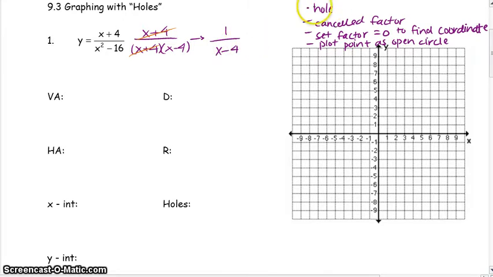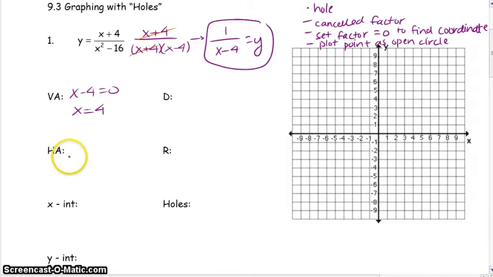In this case, our hole is going to be where the x plus 4 is, but we'll get to that in a second. So let's figure out all the different parts of our graph. Our vertical asymptote is when we set our denominator equal to 0, and we're going to focus on our new equation. So I'll make sure I have the y equals. We want to set our x minus 4 equal to 0, so that gives us x equals 4 as our vertical asymptote.